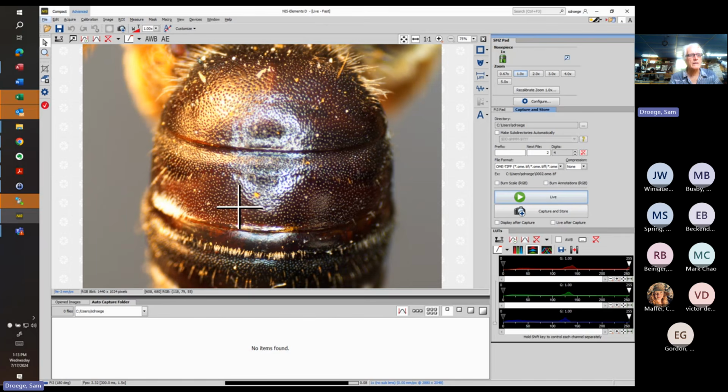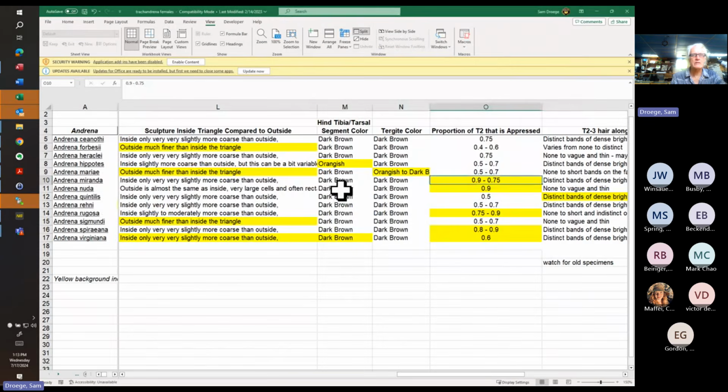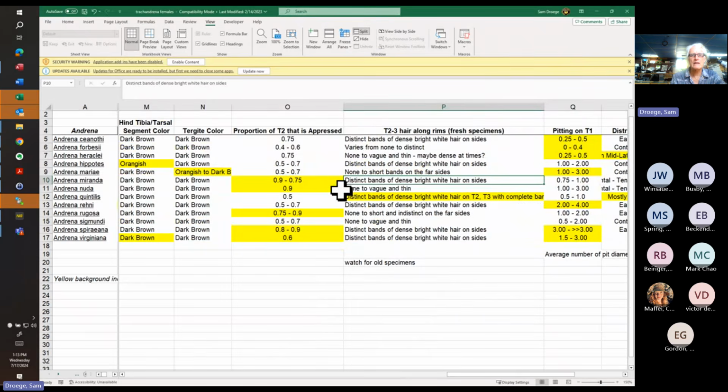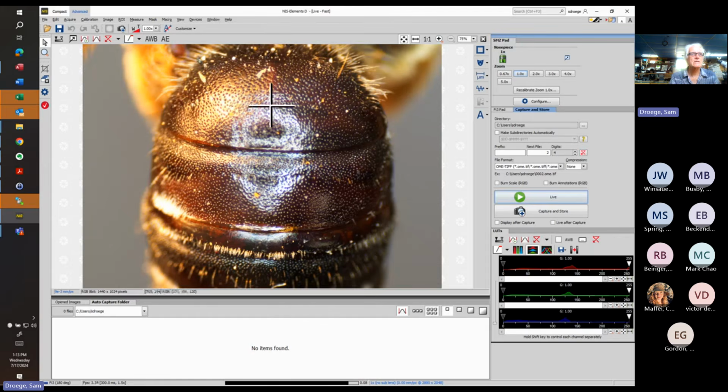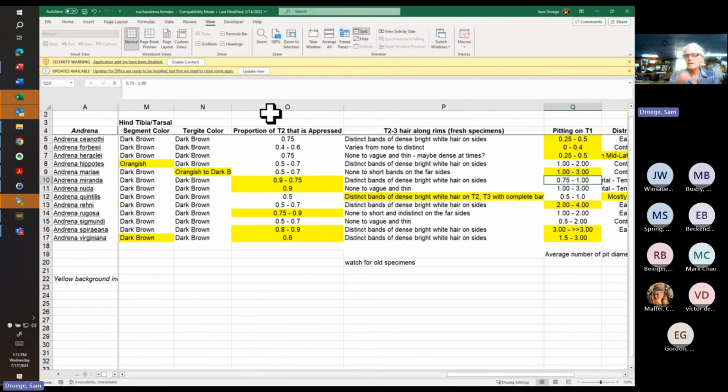Note the bright white hair patches on the side. So we can see here distinct hair patches. There are no other yellow ones, so nothing that we thought was amazingly distinctive here. If we scan through, we see pitting on T1 as the first one. If we go back here, we're looking at this. The distances are really close to a little bit expanded out. So here you can see a variety of distances in there, but we're saying 0.75 to 1 pit apart.